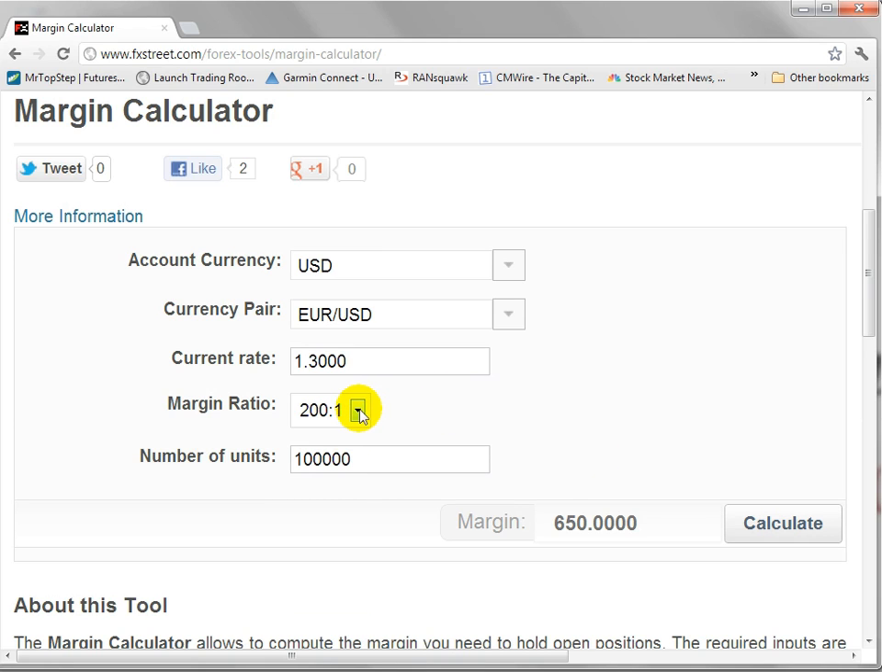$650. And again, somebody trading at 50 to 1, $2,600 versus $650. You can see the massive difference in leverage. Somebody controlling $130,000 worth of a currency with $650, it's complete insanity.